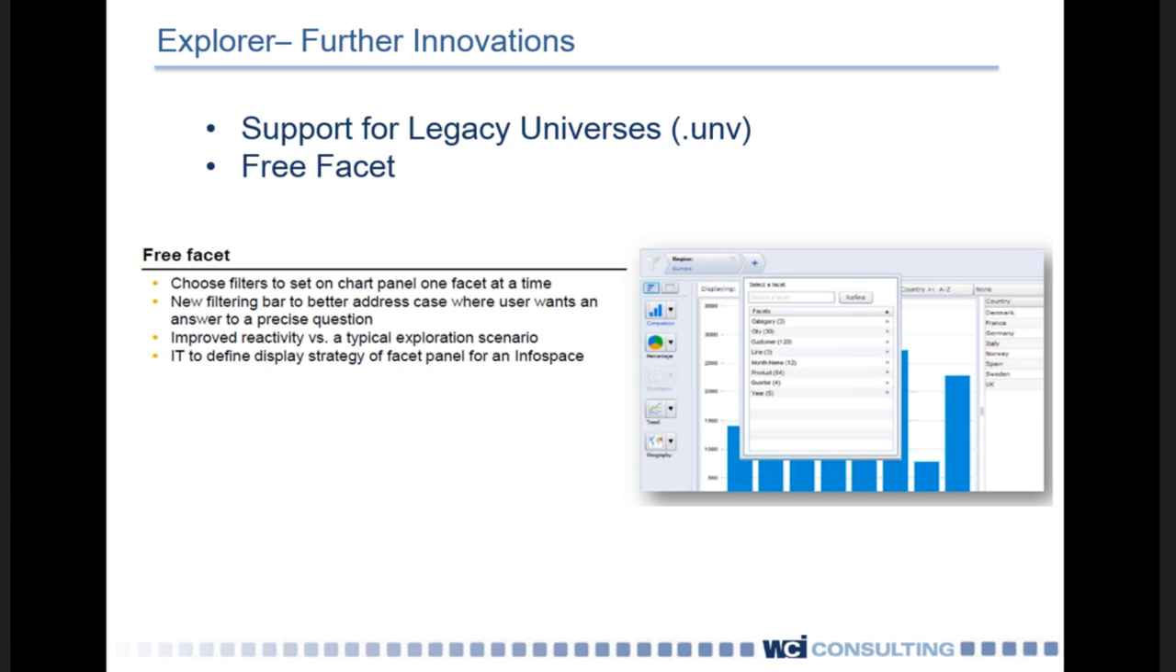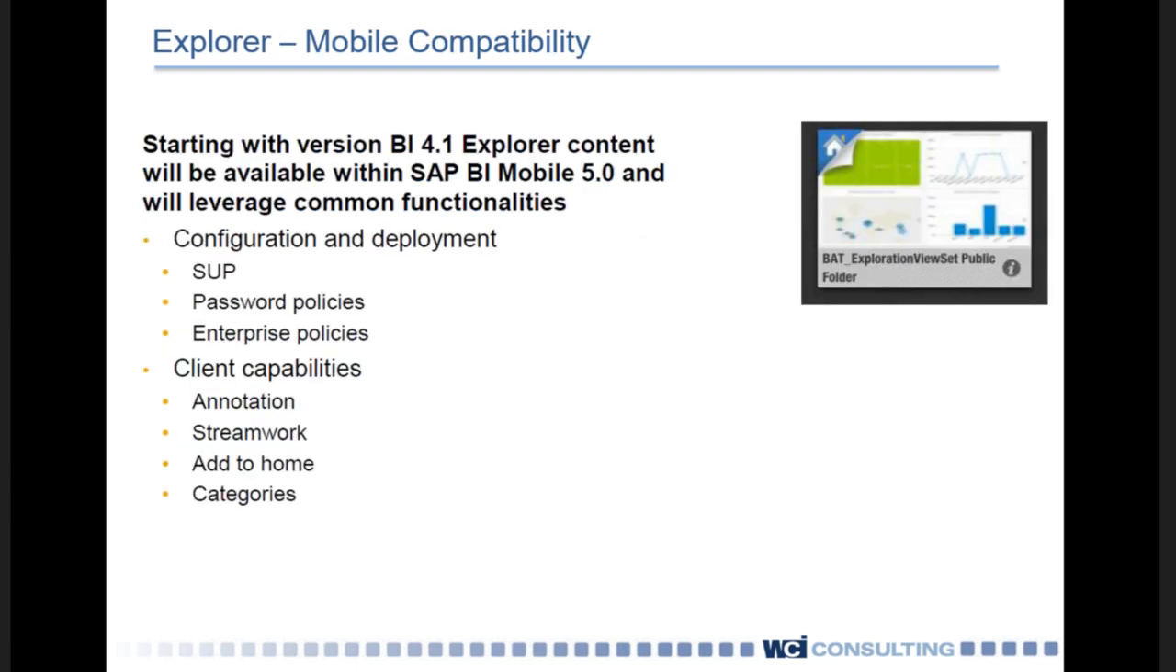And this is really much more the nature of Explorer, allows you to have more control over your exploration. And finally, with all of the BI stack, mobile has become a much more prevalent part of SAP's vision. So Explorer with 4.1 will work with the BI Mobile 5.0 app, and there are a number of different common functionalities. So password policies, enterprise policies, you can also do annotations, Streamworks, add to your home screen, or even apply the information spaces to categories.